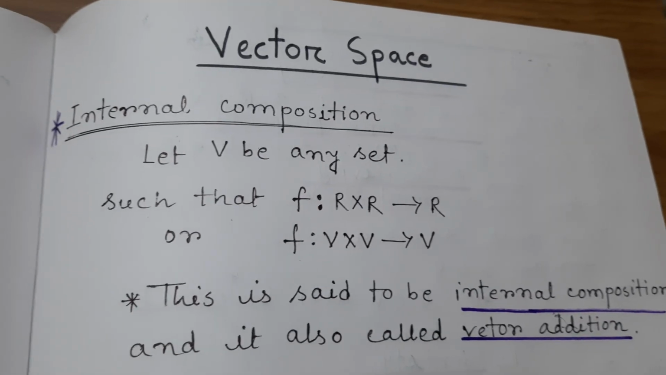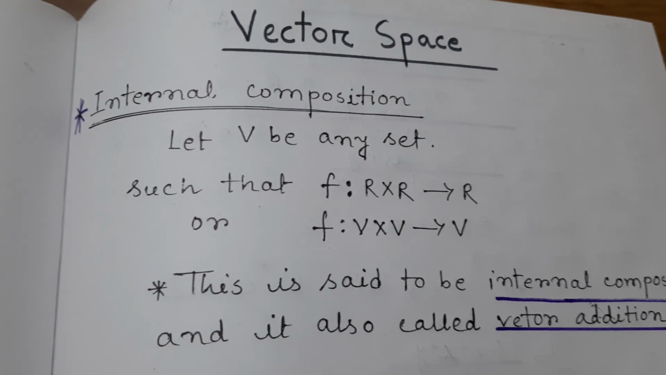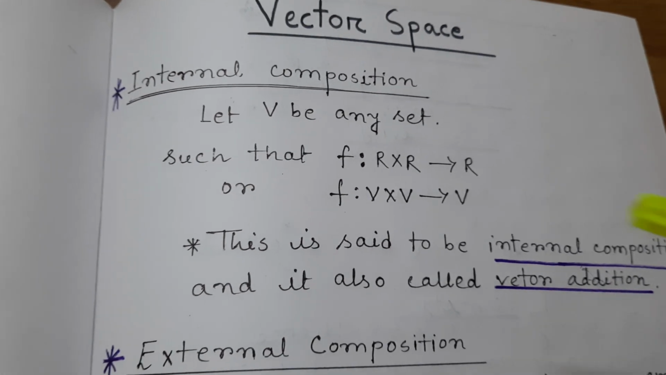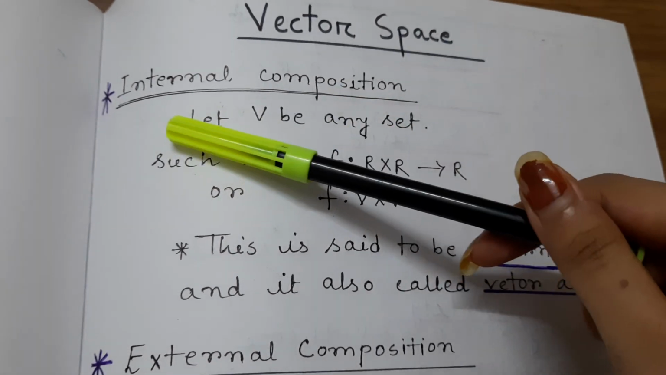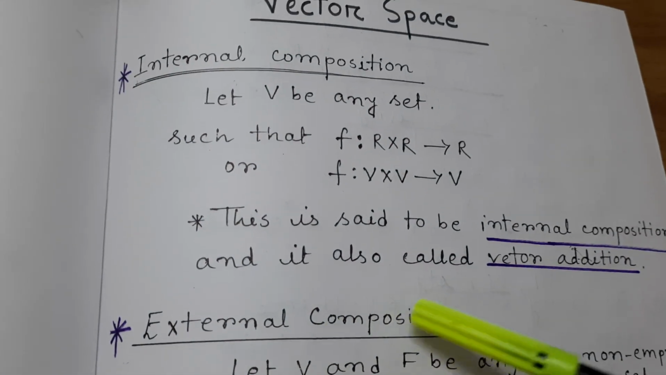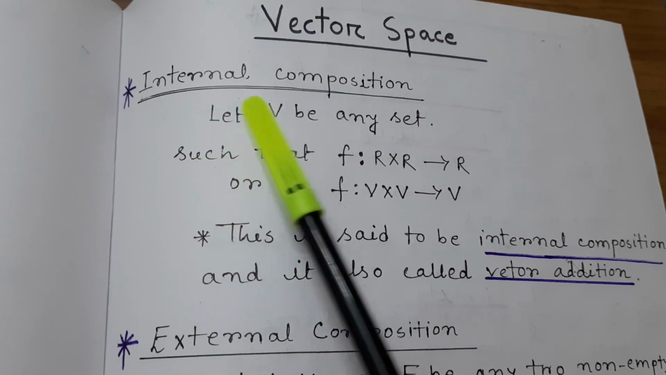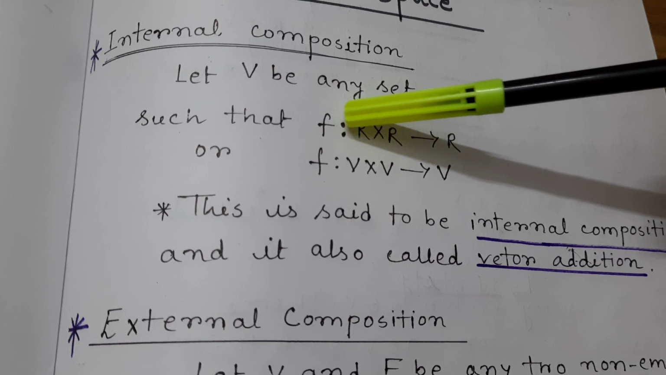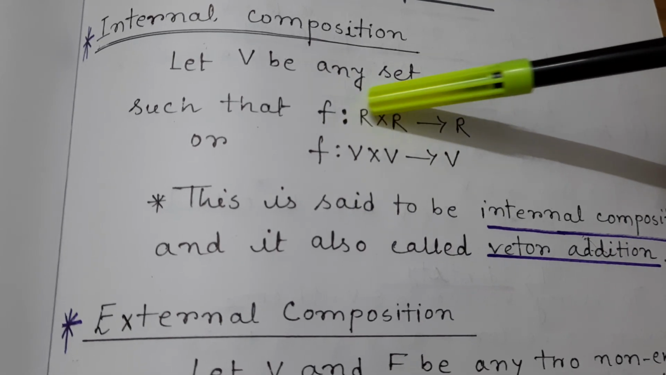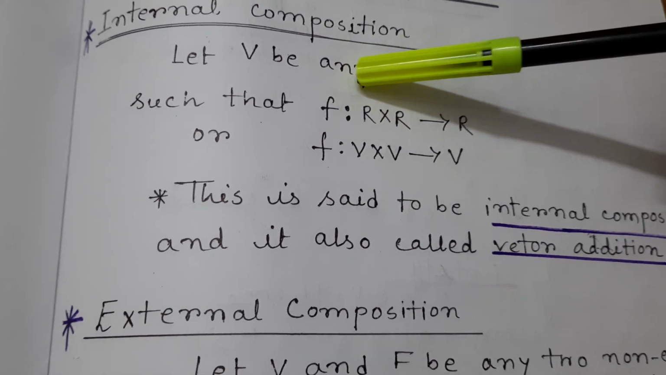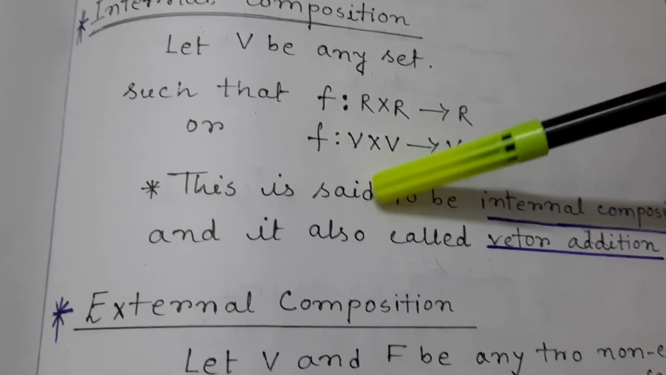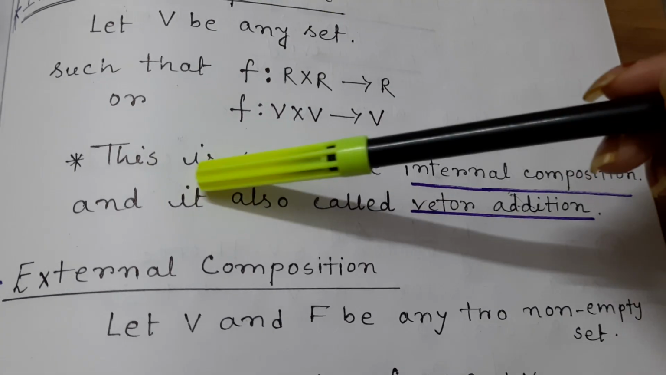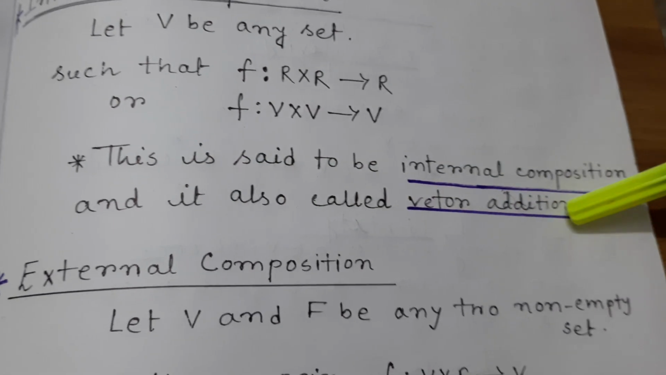Hello friends, our topic is vector space. First, two important things of vector space are internal composition and external composition. At first, let's say internal composition. Let V be any set such that this is a mapping R cross R to R, a function, okay? Then this is said to be internal composition, and it is also called vector addition.